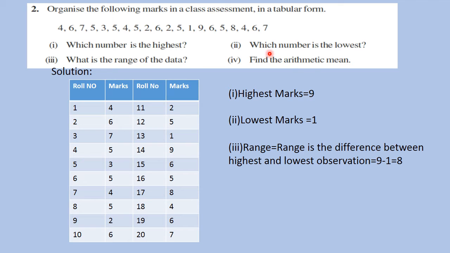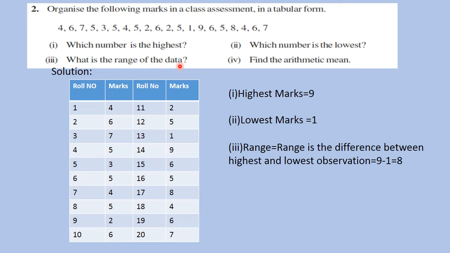Okay. Which number is the lowest number? Among all these marks, which number is the lowest? Again, you should not see the roll number. You have to see the marks. Among all these, which is the lowest mark? 1 is the lowest mark. Then we have to find the third problem.